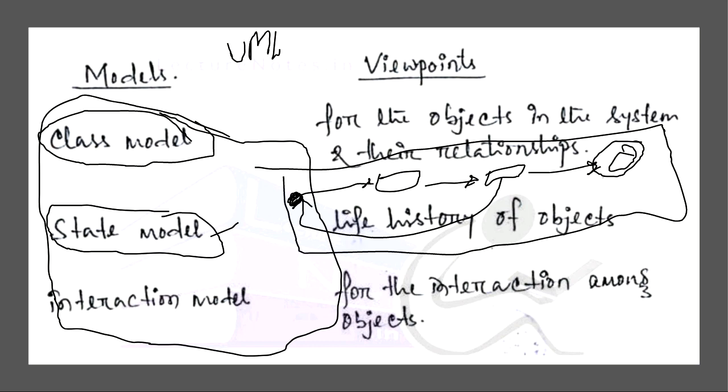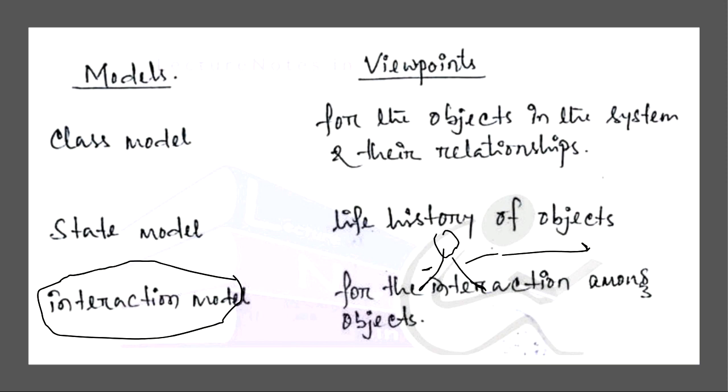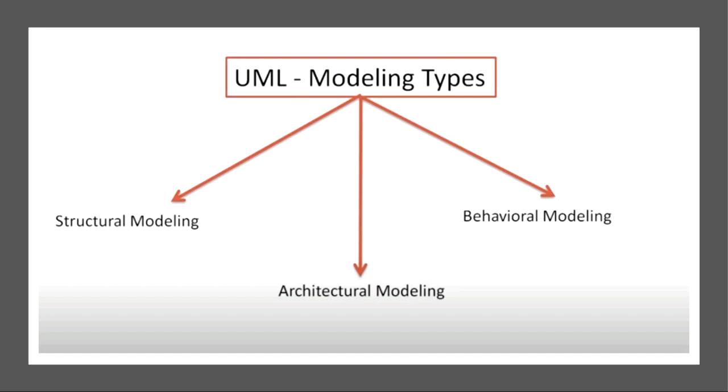Okay, then comes the interaction diagram. Interaction models. What are interaction models? Suppose I have to place the pizza order. The pizza order diagram example I've given you earlier. So that is the interaction. Here the user is interacting with Domino's to place an order. Okay, we will see all these things in detail. Now if I talk about UML modeling types, okay, up tak everything is clear to everyone?